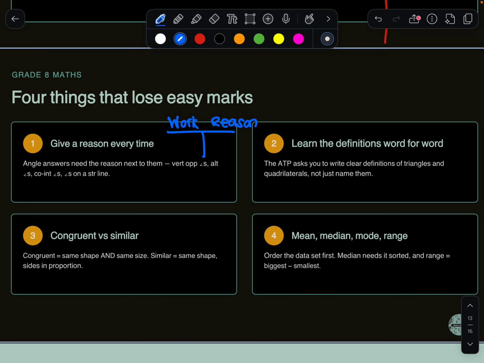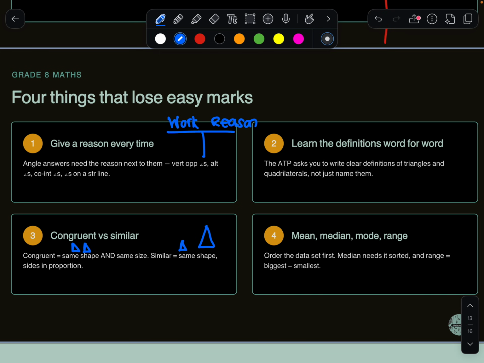Learn the definitions word for word. So just good practice. It's easy marks, easy theory. So if you're struggling with the other work, make sure you have your definitions down. Make sure you know the difference between congruent and similar. So congruent is when it's two identical shapes, okay? And then it's the same shape and same size. Similar, it's the same shape, but it is a different size.